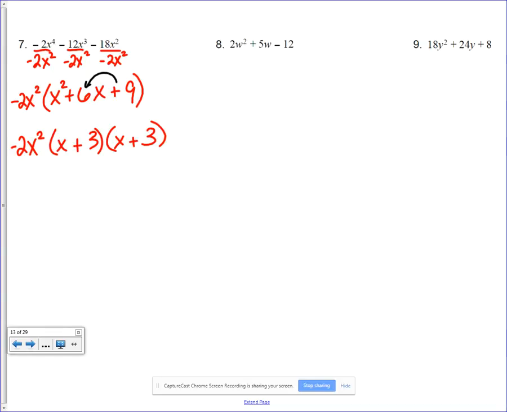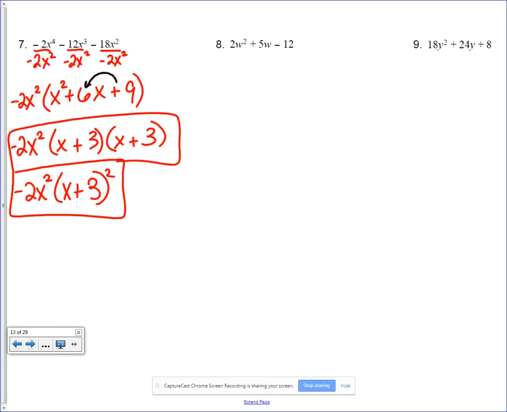Now, folks, do you see how the x plus 3 is there twice? I want you to realize that you could write it like this because you know that squaring something means writing it twice, correct? So both of these answers would be acceptable. Everybody A-okay with that? Yeah? Okay. Let's move over to number 9 over there in the corner.